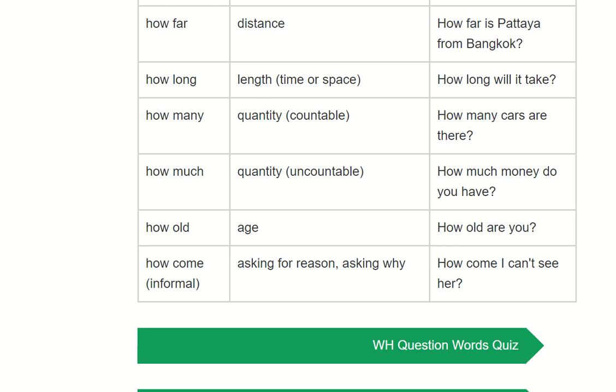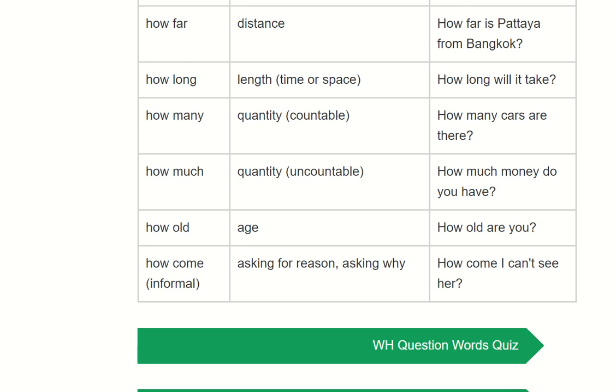So in this case, we have the example: how much money do you have? It is not possible for you to count how many money you have. It is only possible by counting the currency. For example, I have 3,000 ringgit. But then it's also possible if you want to count the notes. I have like 100 notes of 100 ringgit. It is also possible, but still, we use how much. Next one is how old. How old referring to the age.